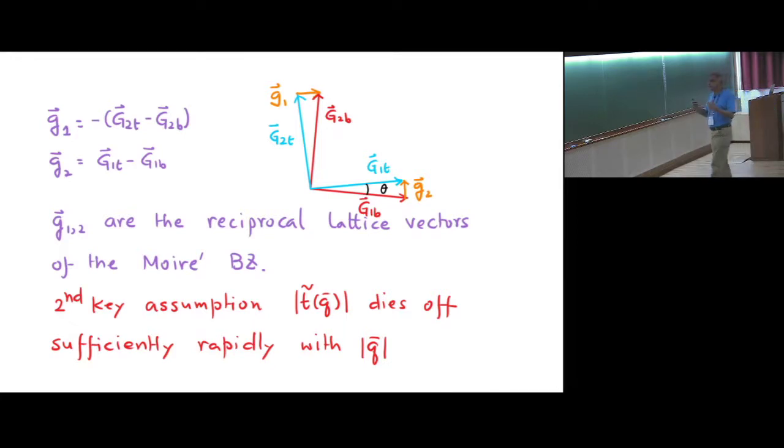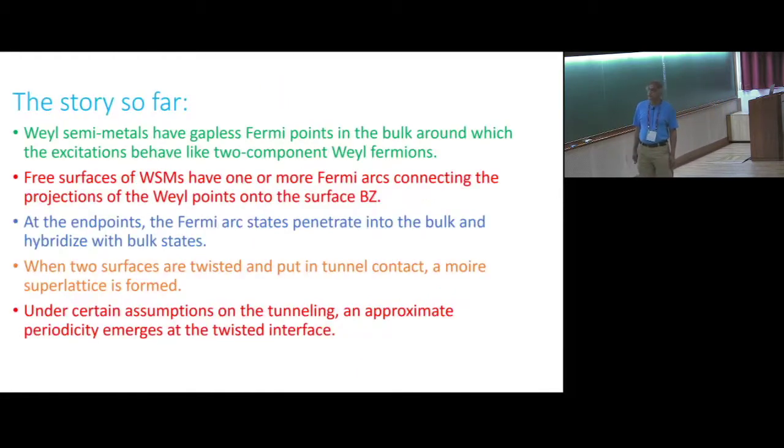And you start noticing the fact that this is actually not a periodic system. There's something incommensurate about this system. So the second assumption that goes into Bistritzer and MacDonald is that this T of Q should die off sufficiently rapidly as a function of this magnitude Q. Okay? So given those two assumptions, then this entire system has some effective large unit cell, which is the Moiré unit cell, and an effective Moiré set of reciprocal lattice vectors. Okay? So that is the Bistritzer and MacDonald story.